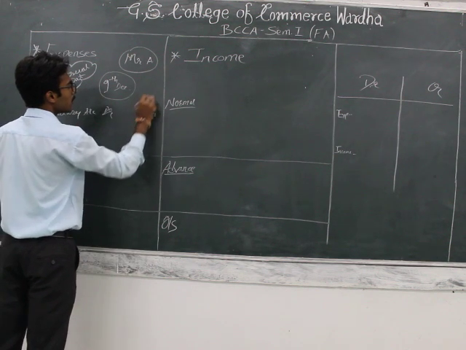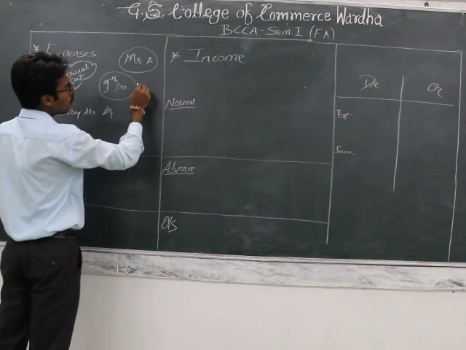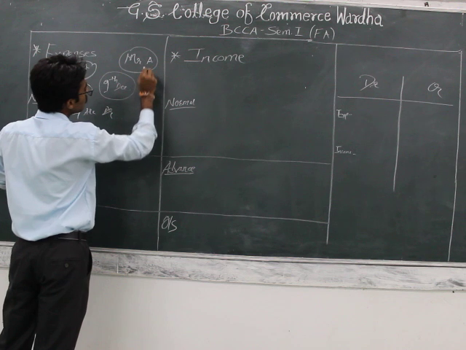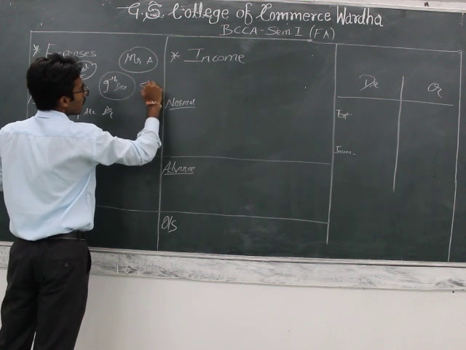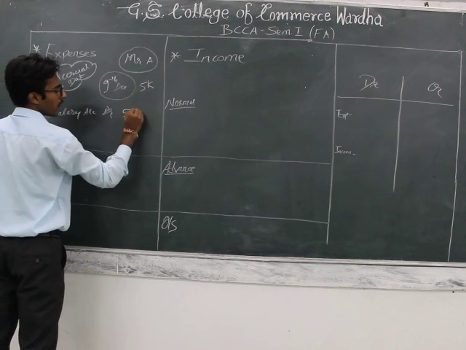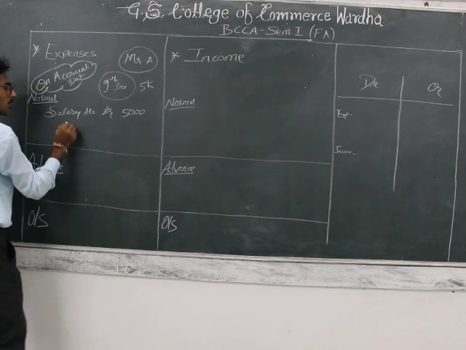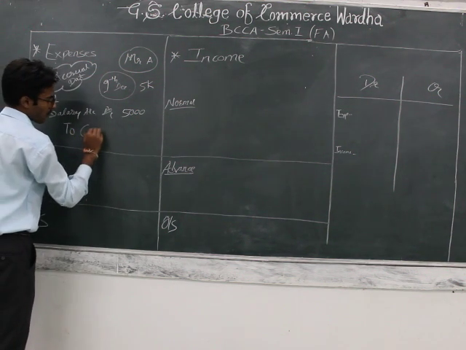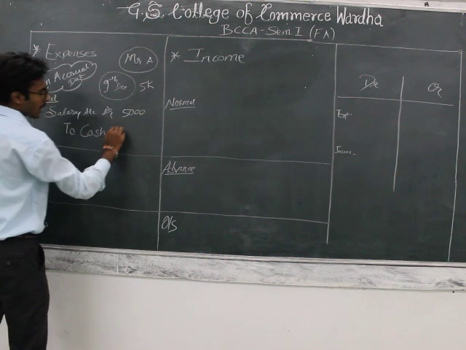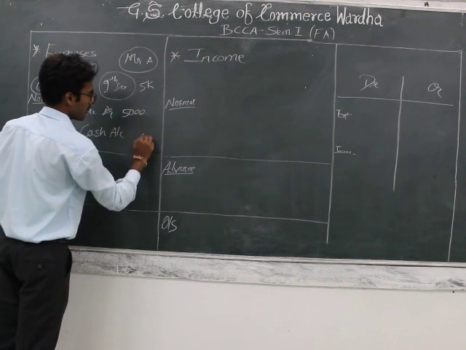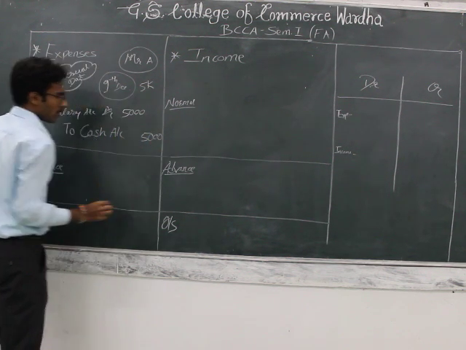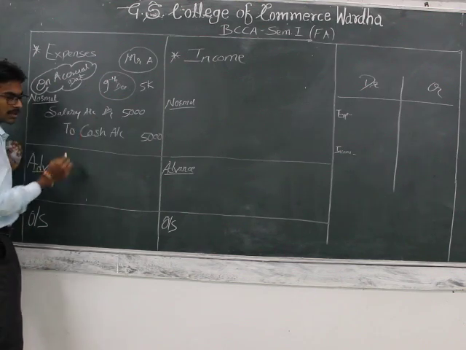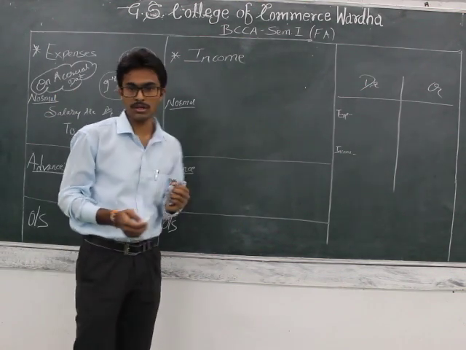And what will be the amount? The amount which I will be giving to Mr. A, let's say 5,000. 5,000 to cash. Why cash? Because cash is going out. The entry will be salary account debited to cash account rupees 5,000.